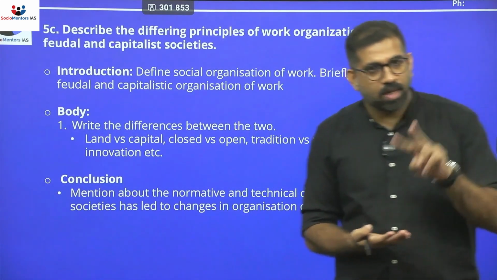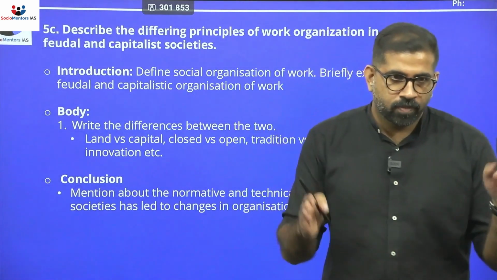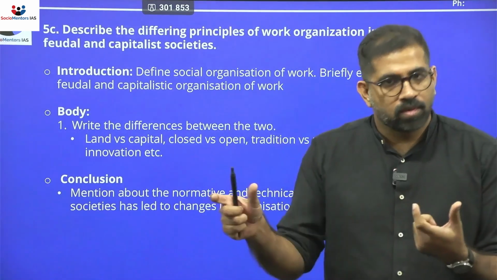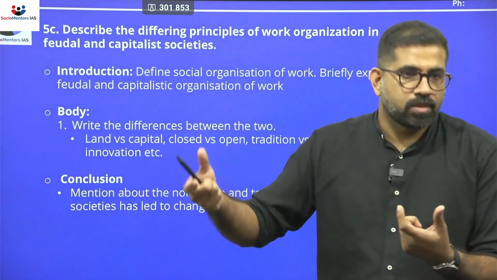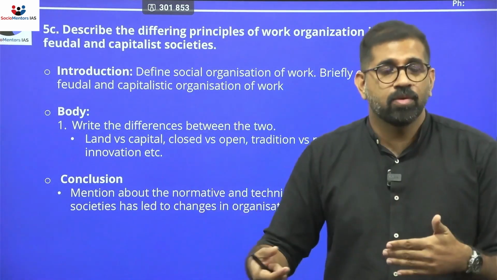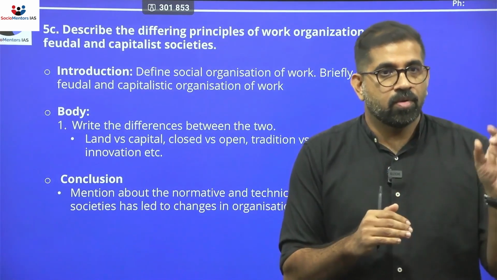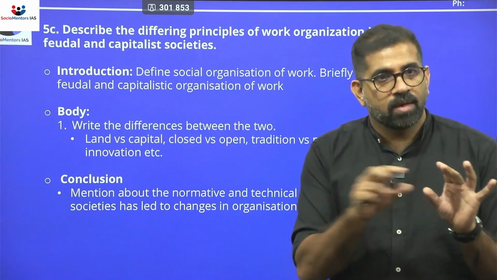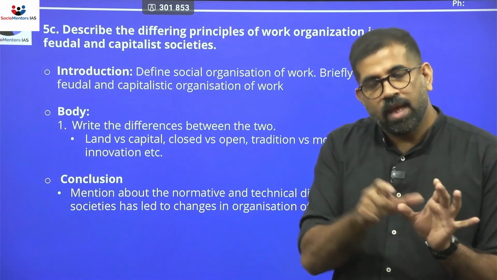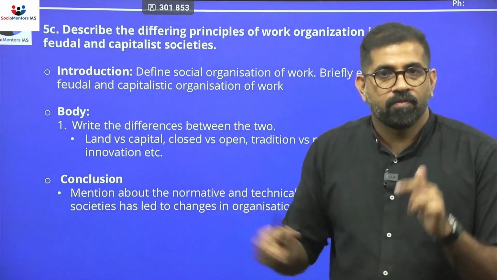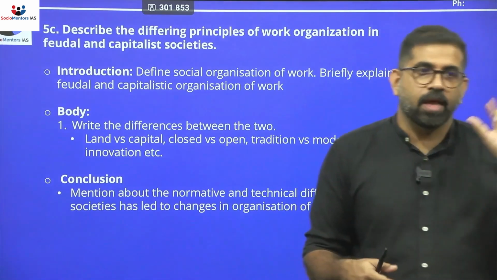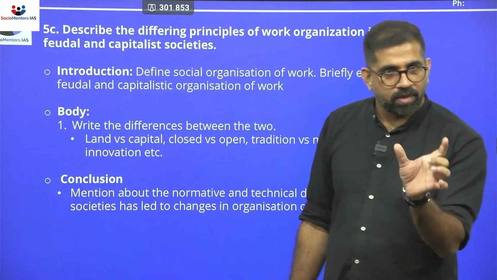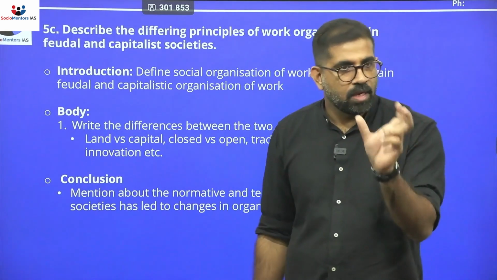There are 2 ways you can do that. One is you can draw a table, take one particular dimension and write down the differences in feudal and capitalist organization of work. Or the second way is, instead of drawing the table, you can give each dimension as the heading, and in the paragraph you can write how feudal as well as capitalist organization of work is different based on that particular dimension. Suppose you are trying to mention innovation. So your heading will be innovation. You are writing in paragraphs. Okay. Innovation will be your heading.